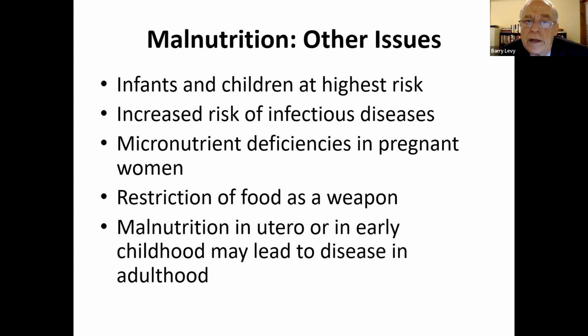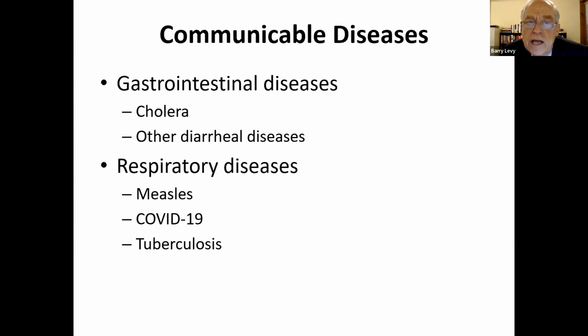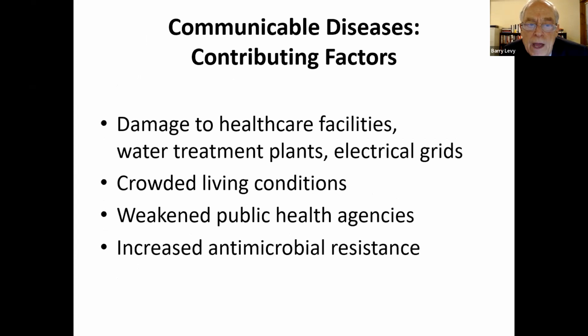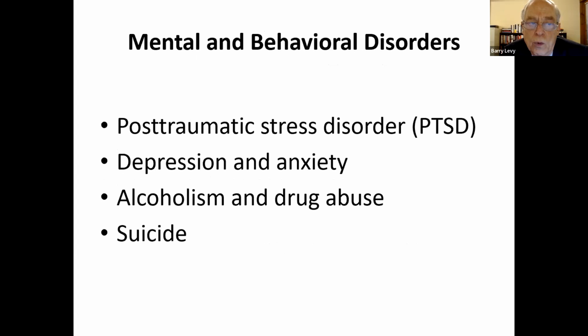Communicable diseases are primarily gastrointestinal diseases and respiratory diseases during war. I show some examples here. They are due to damage to healthcare facilities, water treatment plants, electrical grids, crowded living conditions, making spread of respiratory pathogens much easier, weakened public health agencies, so less immunization programs, less investigation of outbreaks, and increased antimicrobial resistance, which is shown to increase during war.